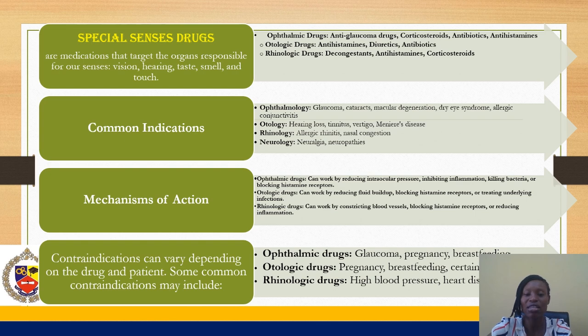They target organs responsible for our senses. We know we have 5 senses, so they target those drugs. We have the ophthalmic drugs, otologic drugs, rhinologic drugs, and we have drugs in the ophthalmic section, the anti-glaucoma, antibiotics, antihistamines; otologic drugs, antihistamines, diuretics, antibiotics. Rhinology, we have decongestants, antihistamines, corticosteroids, and many others.